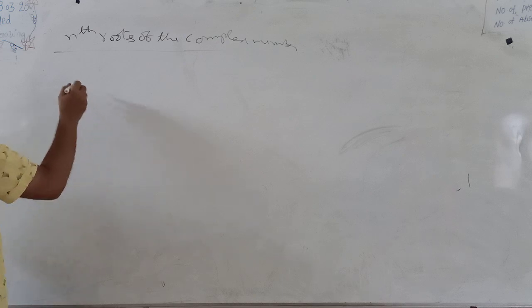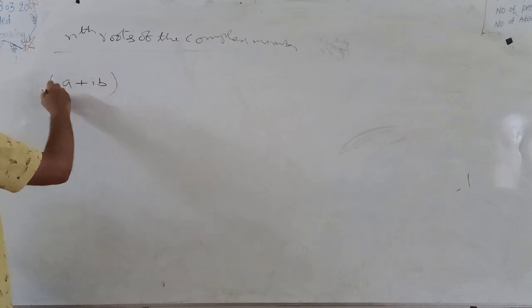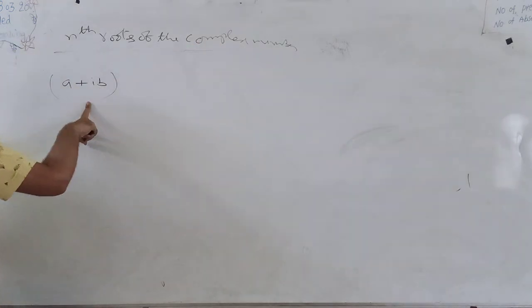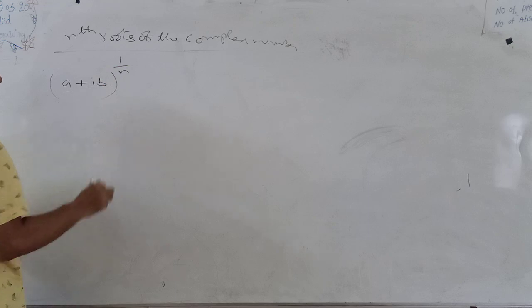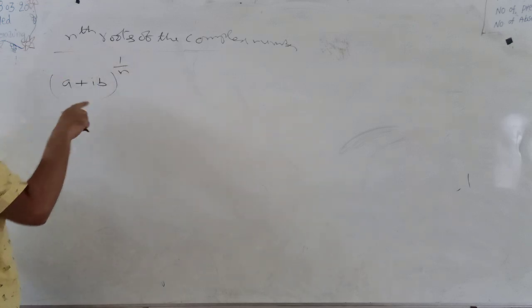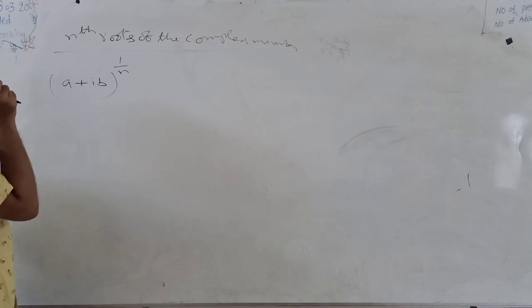See the working rule of finding nth roots of a complex number. Suppose the complex number is a plus ib. Nth roots of the complex number means power 1 by n values. So the number of values is n, because they are nth roots of the complex number.